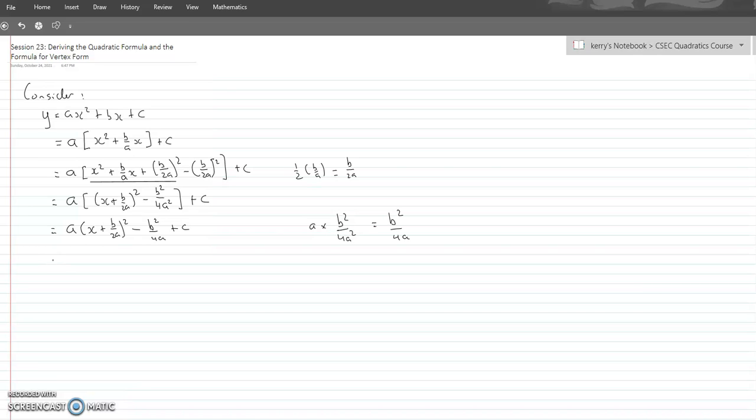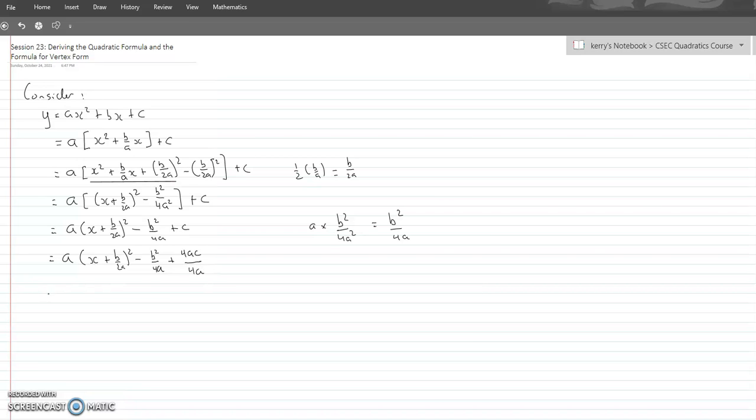Good? Now, let's look at this here. I want to make this into one fraction. Now, I would have shown you something before: if I want to add a whole number to a fraction, I multiply the whole number by the denominator. So it becomes 4ac, but then I divide it by the denominator.